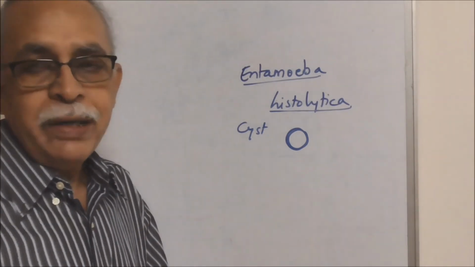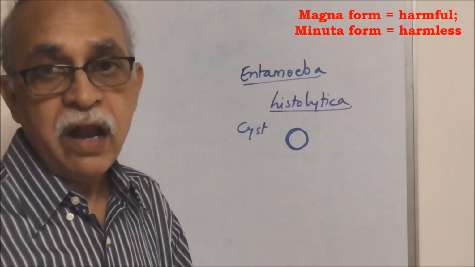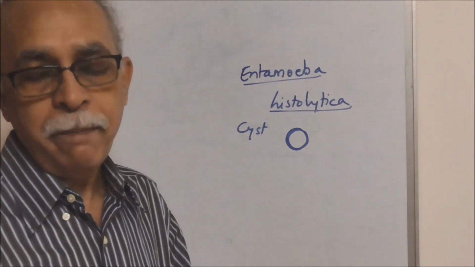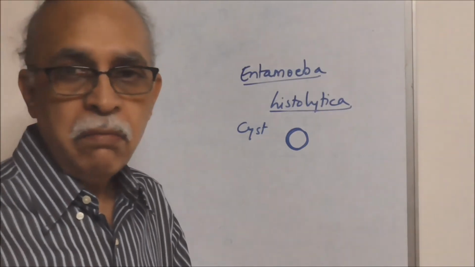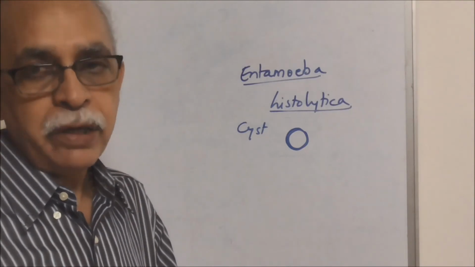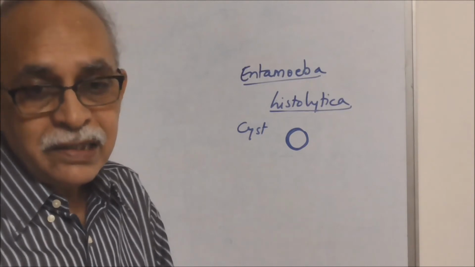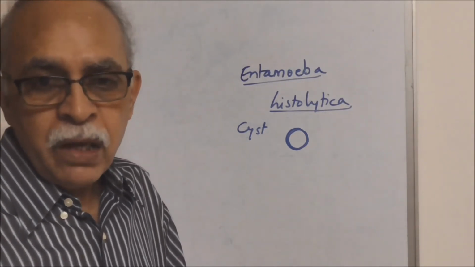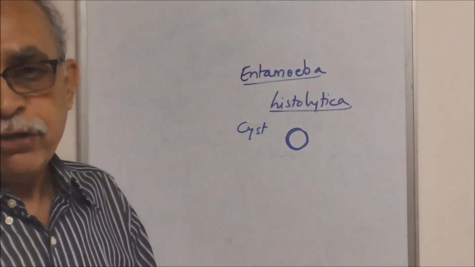Now in Entamoeba histolytica, there are two forms. One is called the magna form. The other one is called the minuta form. Out of the two, magna is the harmful one. Minuta is the harmless one. This magna form I'm talking about. So when it enters the intestine in the cyst form, the covering opens up, the parasites come out, and these parasites enter the intestinal cavity.